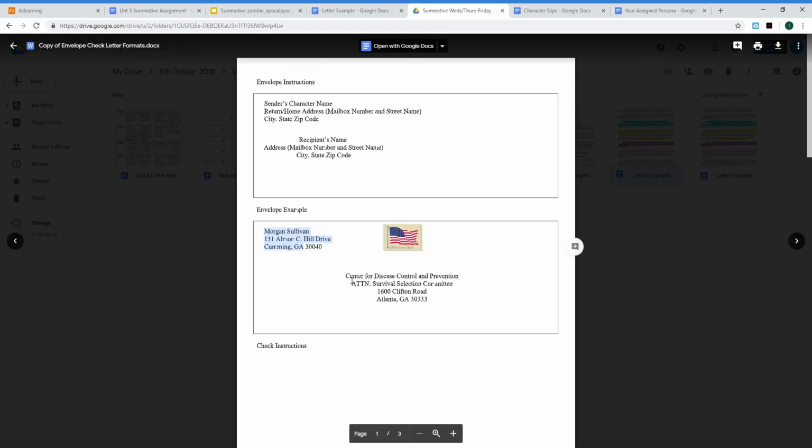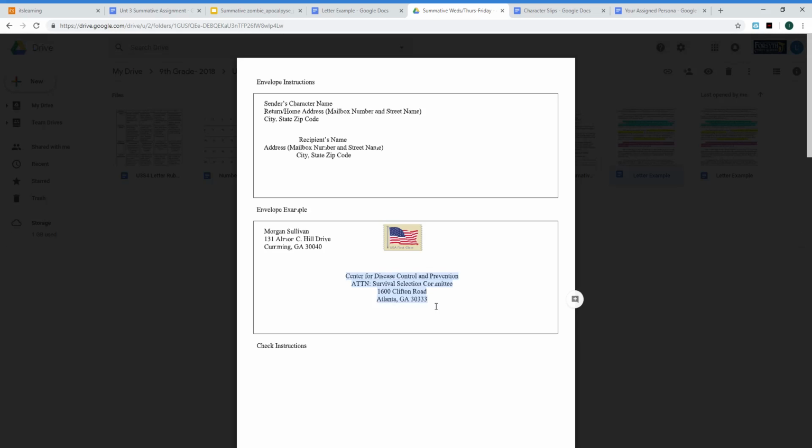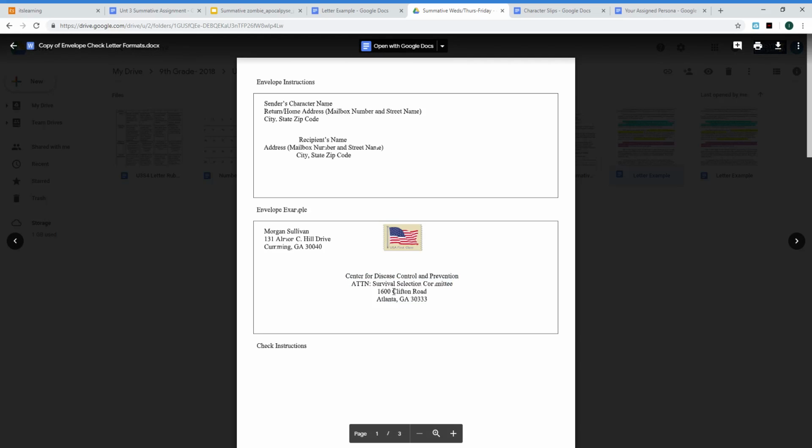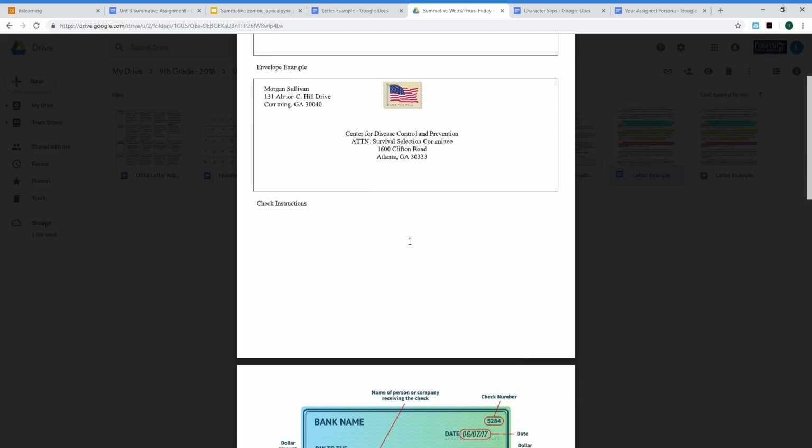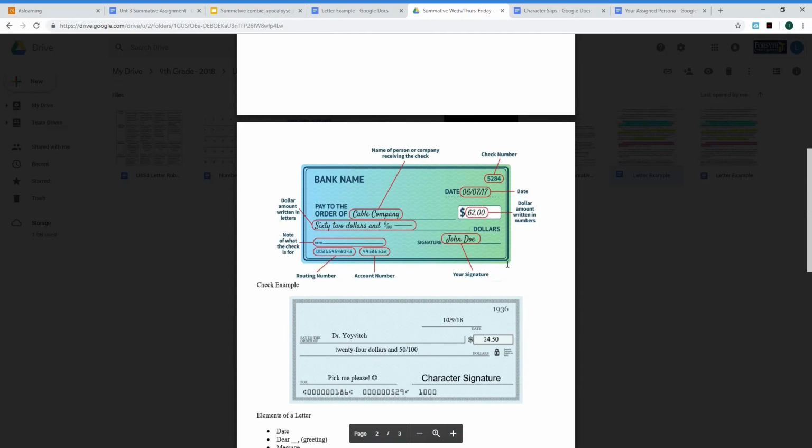And then below, centered, you generally put the address of the person you're sending the letter to. In this case, it'll be the Center for Disease Control and Prevention. Here it is already provided with the address. Check instructions. You're always going to have to write a check, whether you're making a money order or writing a deposit or withdrawal slip. You do it in the same way.